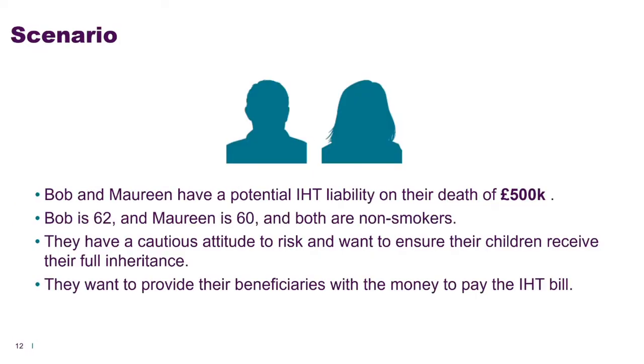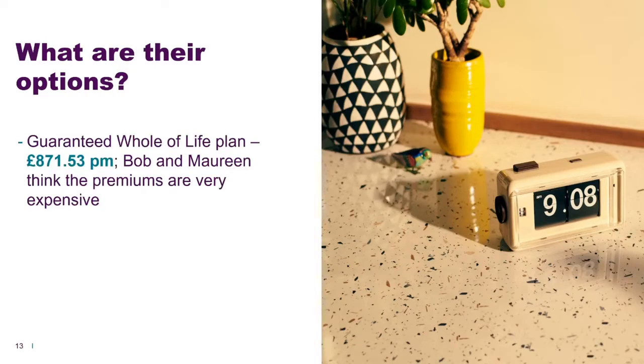Let's introduce you to Bob and Maureen. I say they've got a liability at the moment that we've calculated at 500,000. They're 62 and 60, cautious attitude to risk, and they do want to ensure their children receive their full inheritance. They've considered their options, and the one that fits them best is providing the money to those beneficiaries to pay the bill. So they have the option of a guaranteed whole life plan. And we've explained to them what a whole life policy does. We've articulated it, they understand it, and we've given them the quote.